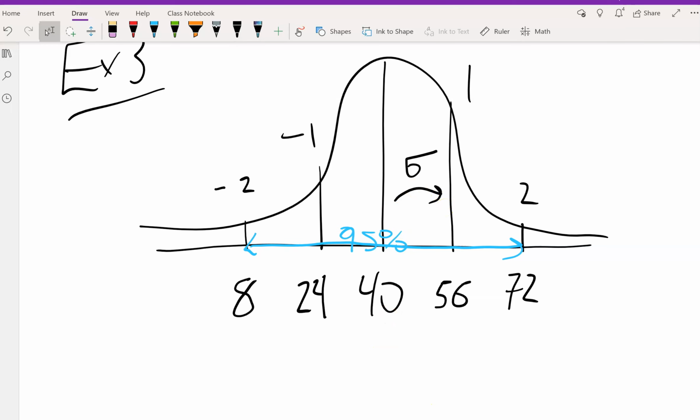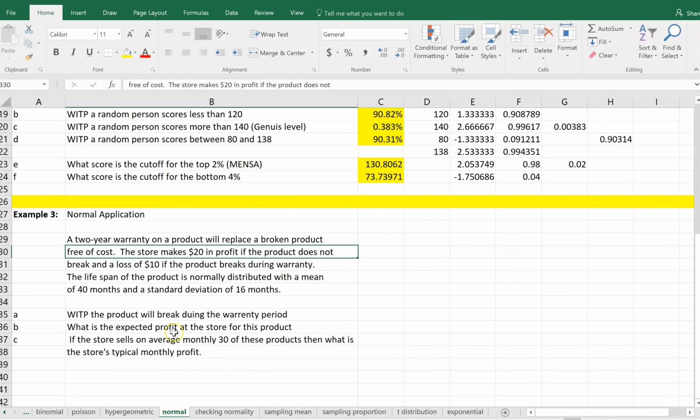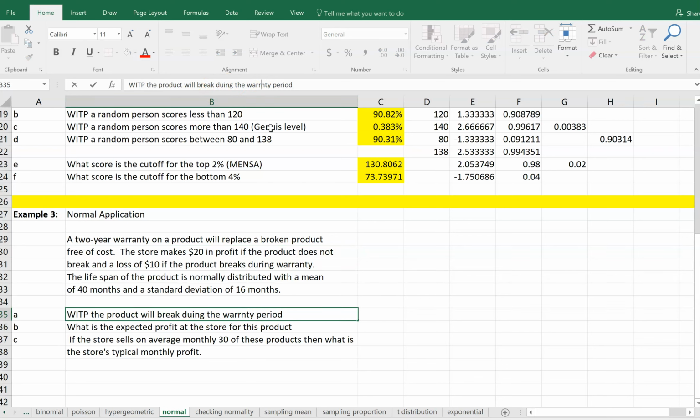Now, let's get to the question. What is the probability the product will break during the warranty period? I keep misspelling warranty. I apologize for that. Not a big deal, but to me it is. So what is the probability the product will break during the warranty? We're having fun spelling today. During the warranty period. How can we figure this out?